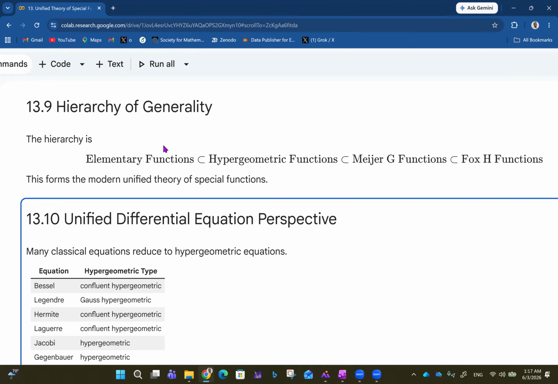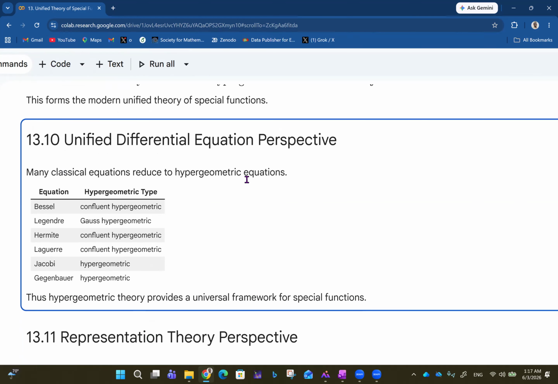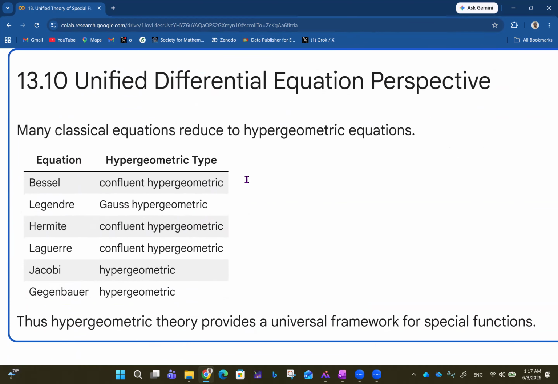So the hierarchy of generality, now since we're talking about the unified theory of special functions, so you have elementary functions which are a subset of hypergeometric functions, which are a subset of Meijer G functions, which are a subset of Fox H functions, because we know Fox H functions generalize the Meijer G functions. So this forms the modern unified theory of special functions, and that is the summary of everything this video is about.